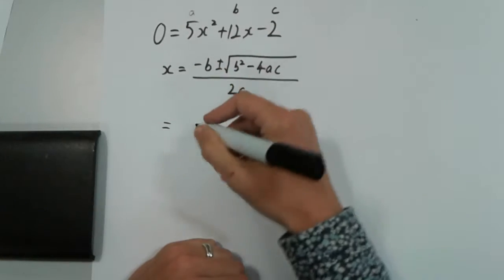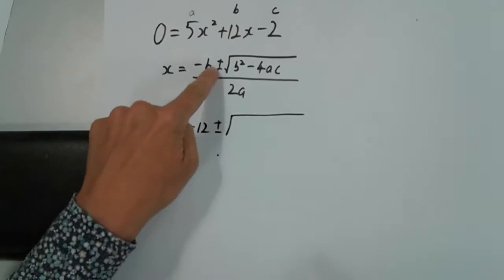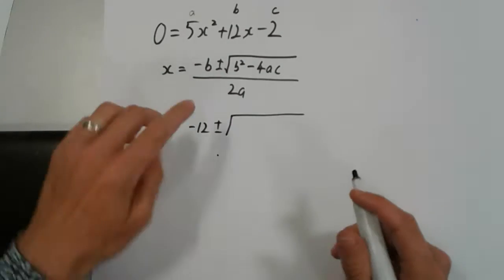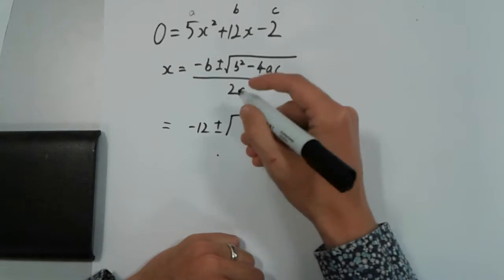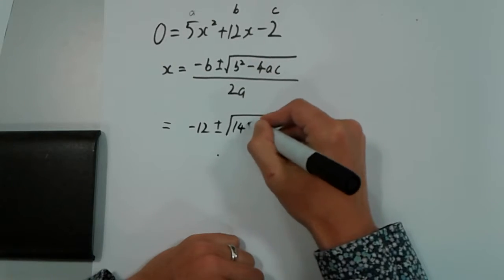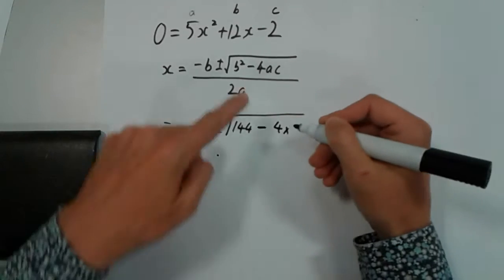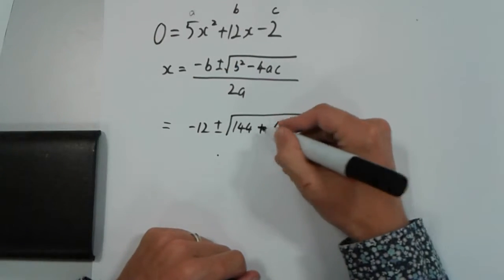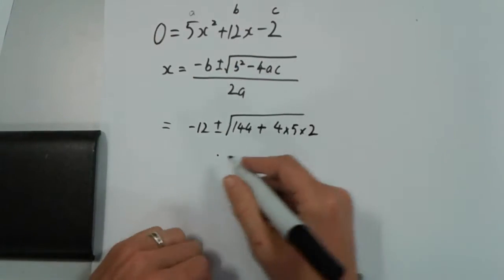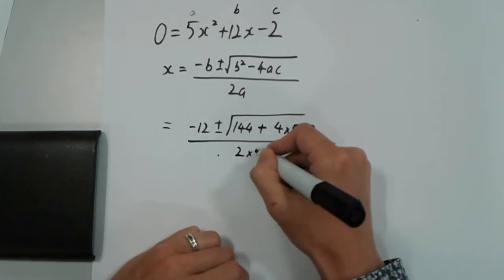So we're going to get minus 12 plus or minus. Remember, the plus minus comes from whenever you do a square root, you don't know whether it was positive or negative, so we consider both. 12 squared is 144 minus 4 times 5 times minus 2. I'm just going to change that sign now, otherwise I will forget later. All divided by 2 times 5.